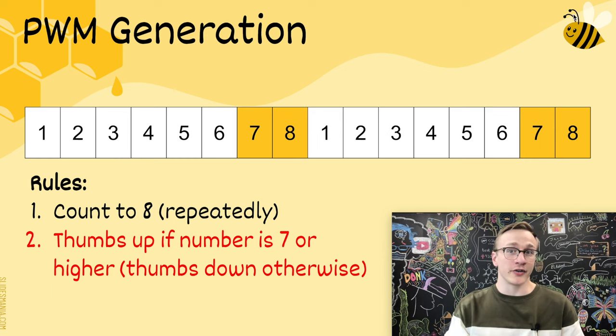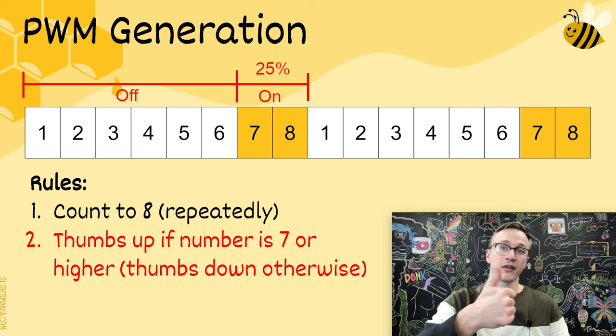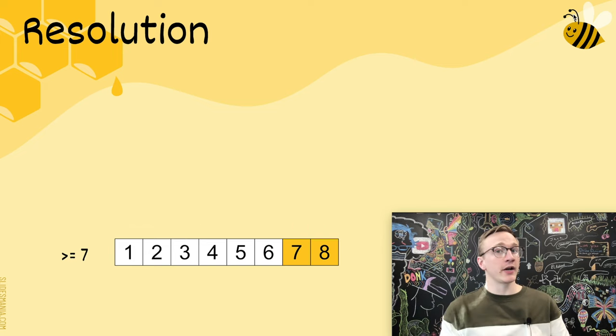What we just did there is created a PWM signal, specifically one with 25% duty cycle, where you had a thumbs up 25% of the time. By giving a thumbs up for any number that's greater than or equal to 7, we have a 25% duty cycle. Now, since I'm only counting to 8, there's a very small number of possible combinations.